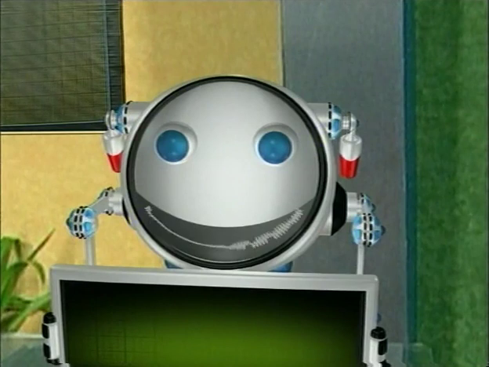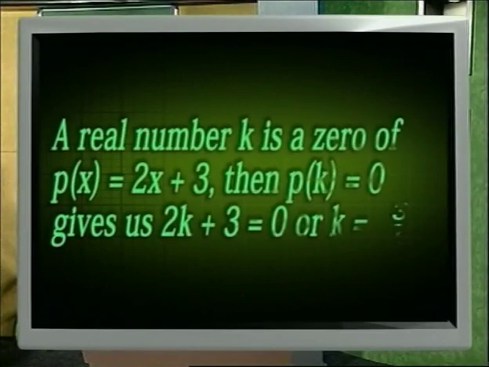Ma'am, what do we mean by zeros of a polynomial? Yes, let us understand this. A real number k is a zero of polynomial p(x) is equal to 2x plus 3. Then the value p(k) equals 0 gives us 2k plus 3 equals 0, or we can say the value of k equals minus 3 by 2.